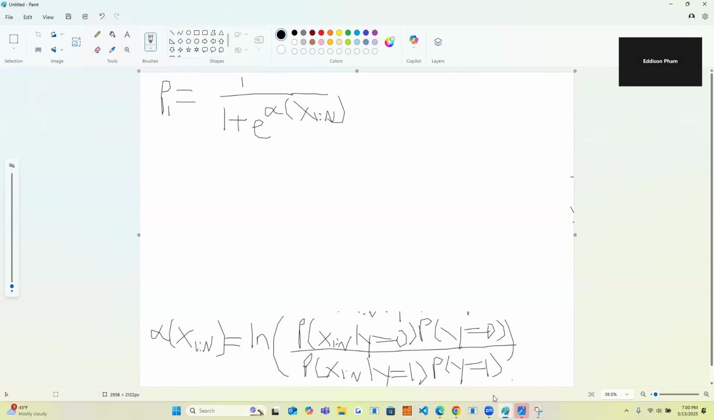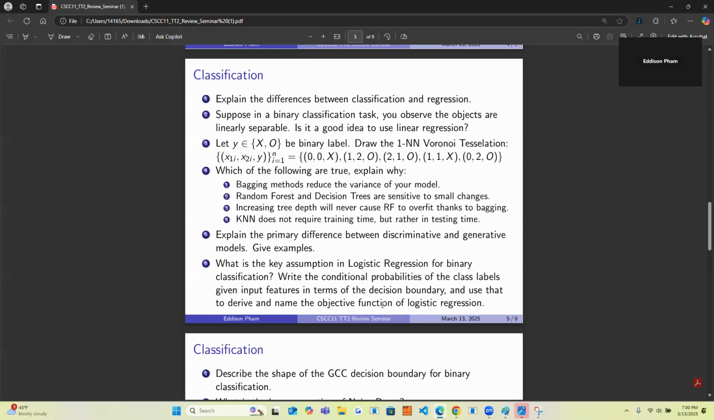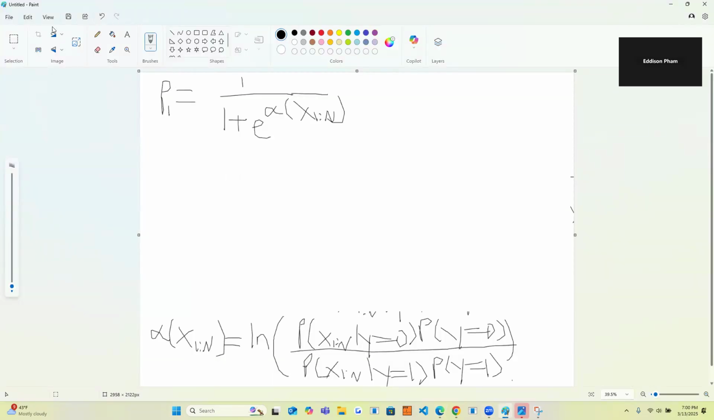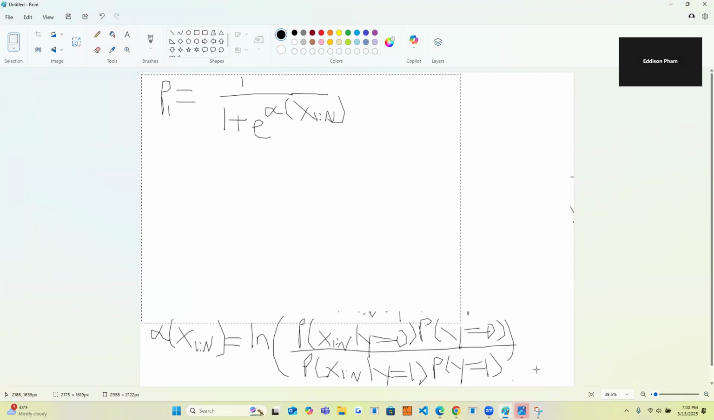So what's the next question? Right, conditional boundary, decision boundary, did that, and use that to derive and name the objective function. As mentioned, the name of the objective function is the cross entropy loss function. Let me clear up the board really quickly.